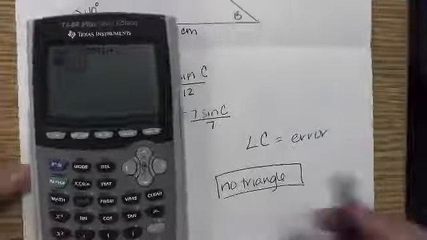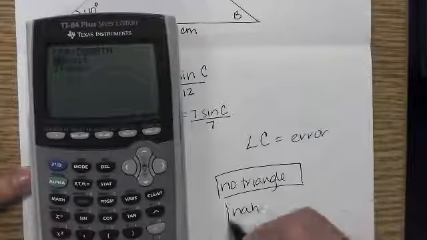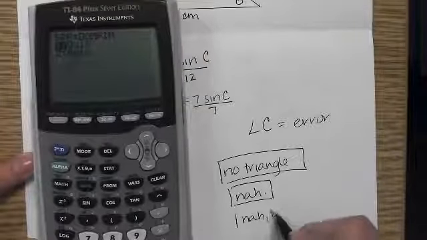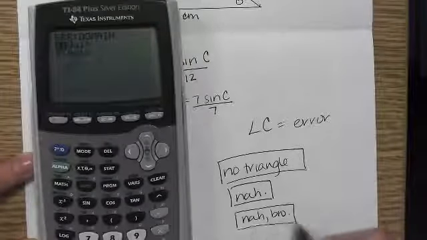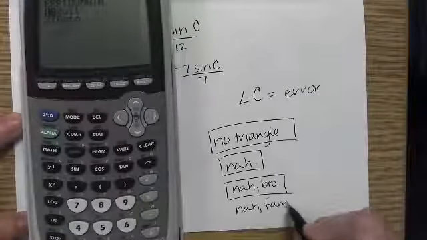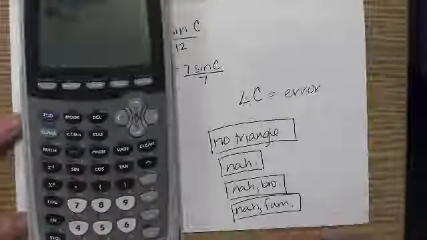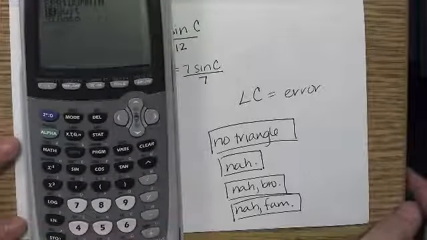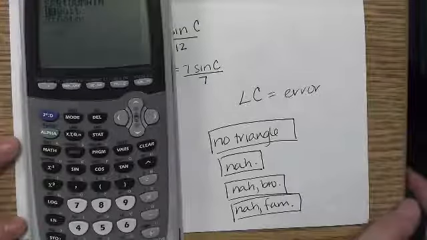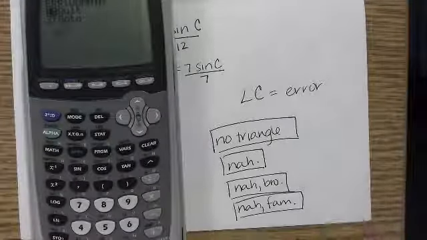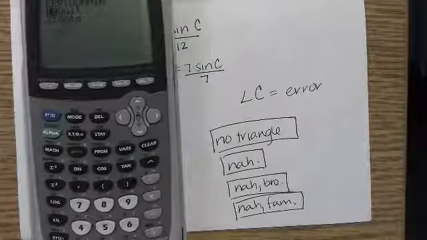You can write no triangle or you can write nah. Or you can write nah bro. How about nah fam? Yeah. Any variation of no. Yeah. Okay, cool. Bet. Did I use it right? Yes. And it's on tape. Yes. All right.